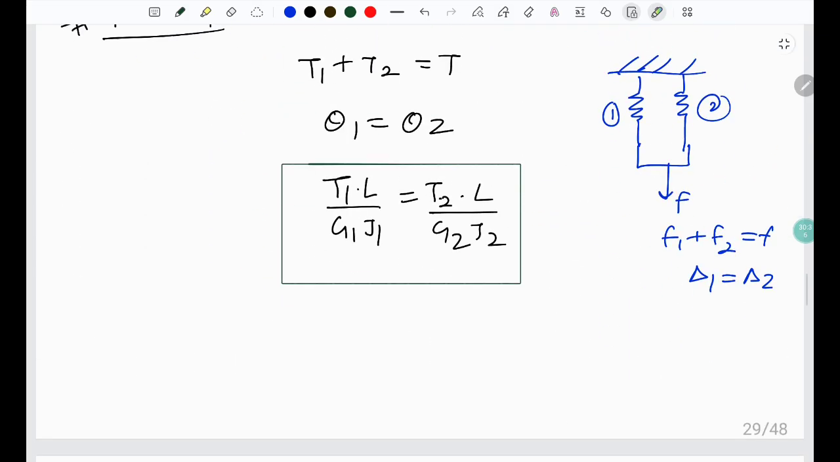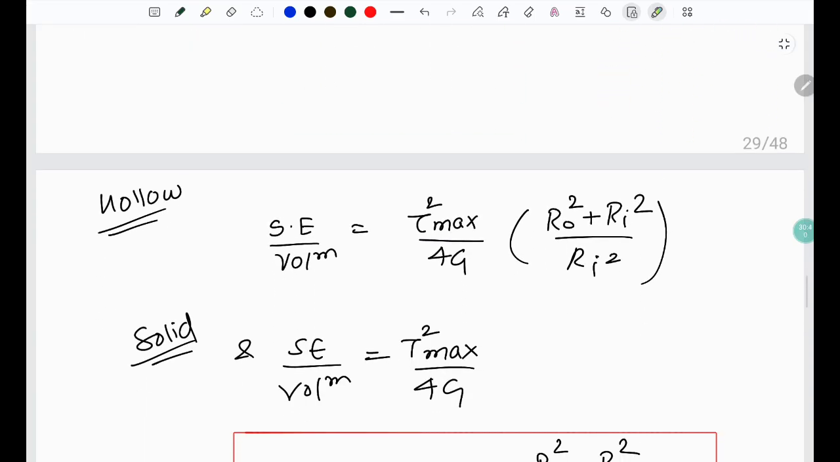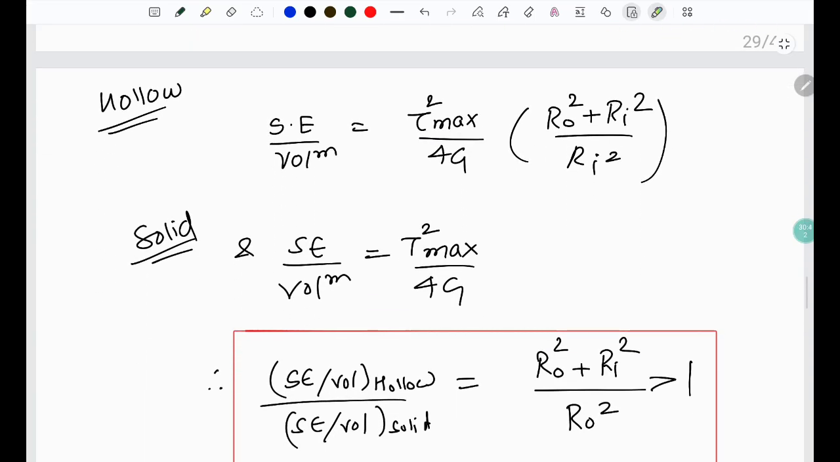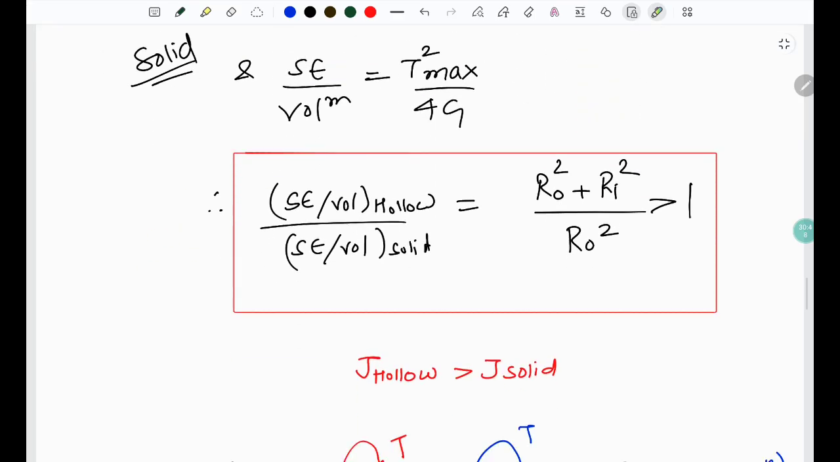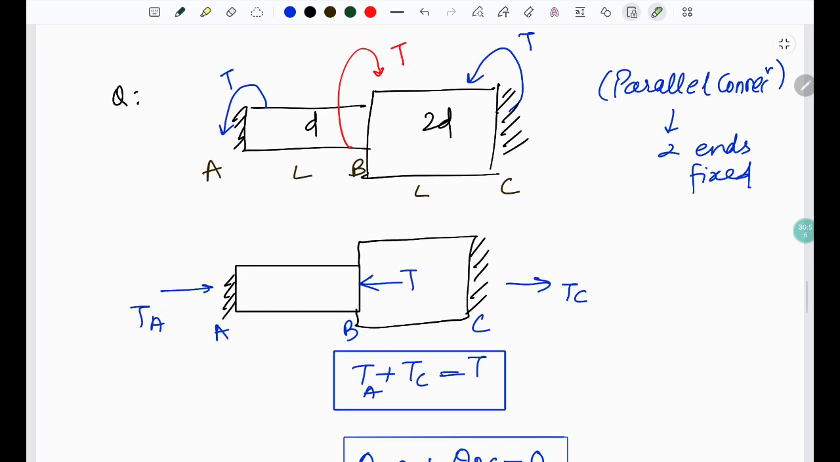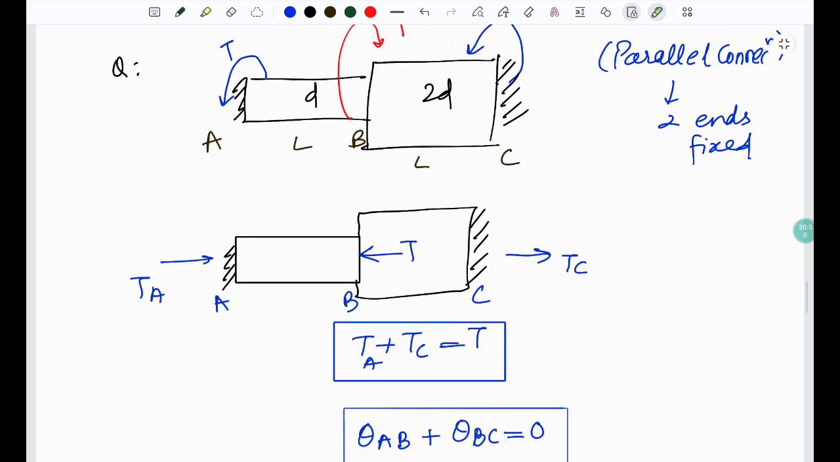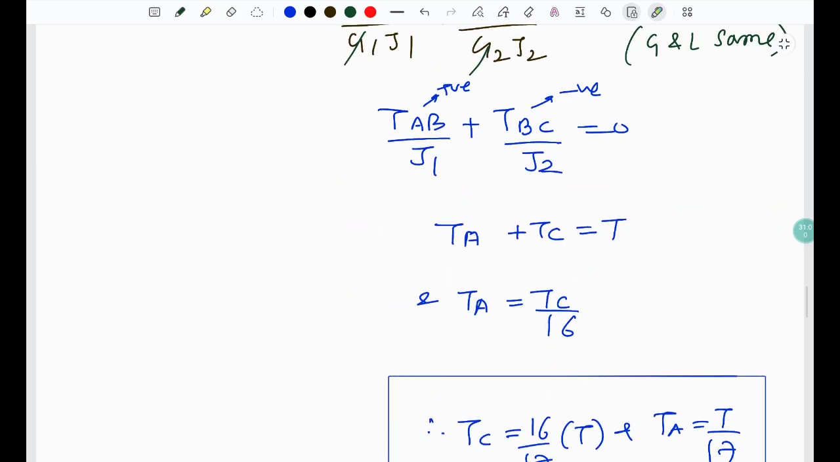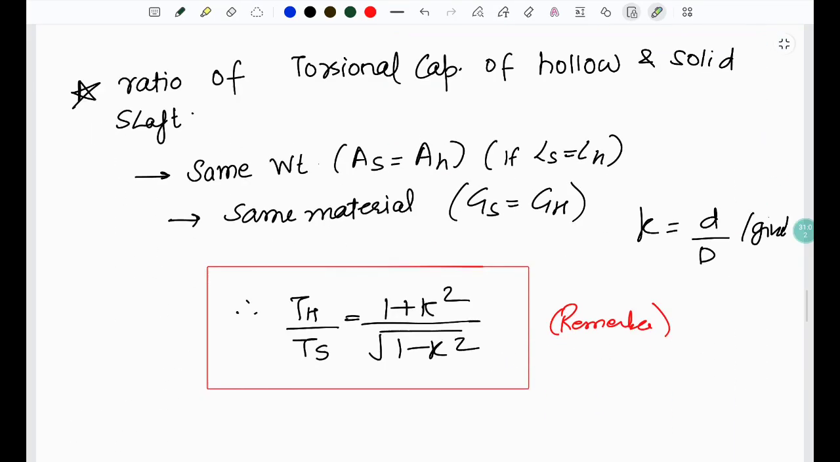In parallel we have the same angles. We just write T1 plus T2 equals T, and the ratio of strain energy per unit volume for a hollow section is like this, and for a solid it is like this. The ratio gives us greater than 1, that is strain energy per unit volume of hollow is more than that of the solid. Then we have a parallel connection. We just saw this question previously also.